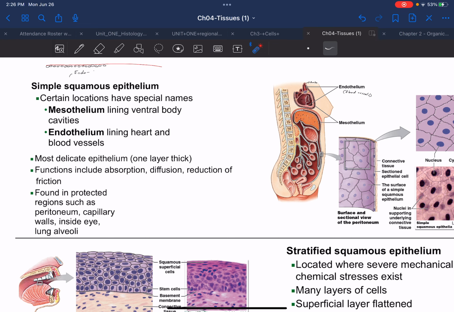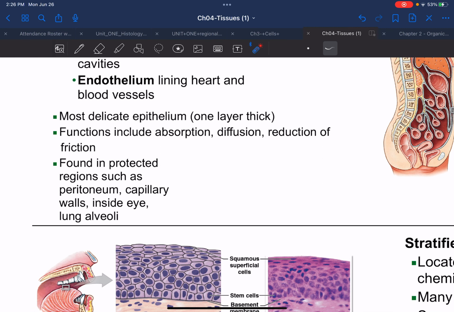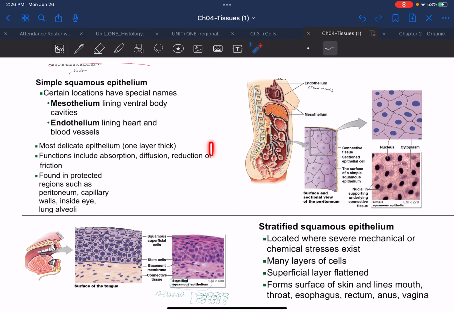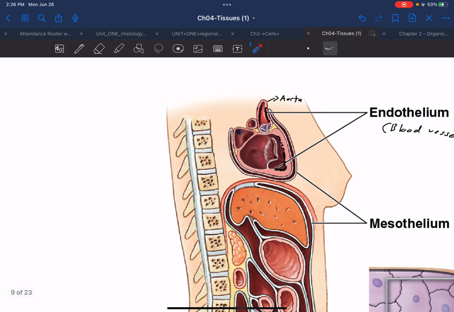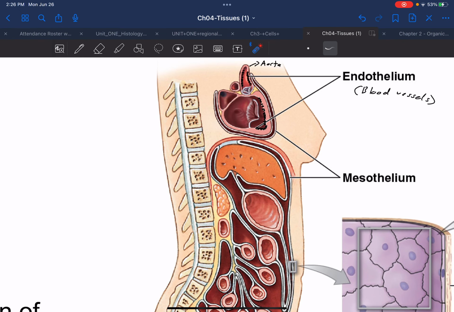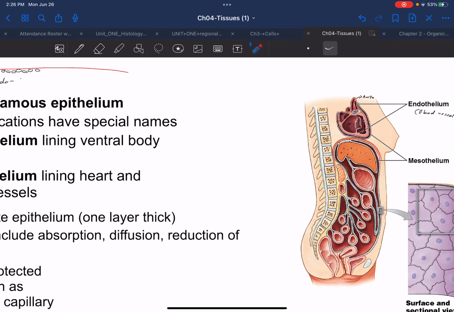It is only one layer, and it is a great tissue for diffusion, absorption of gases, and reduction of friction as well, because we see it here on our pericardial cavity. Remember that this cavity is about lubricating the heart as it beats. And you also find mesothelia around in these cavities, but we don't really go over this one yet, not till digestive.